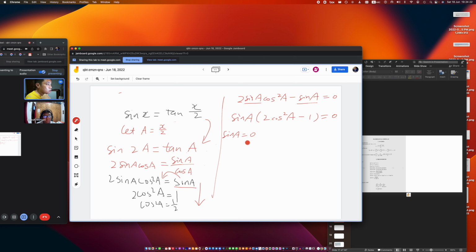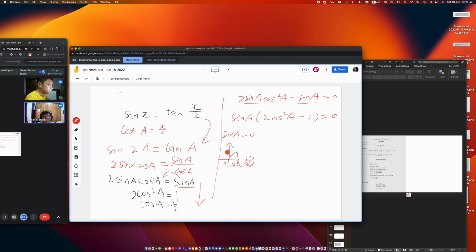And sine A equals 0, if you remember the basic curve, this is a sine curve, so it should be 0, 180 and then 360.